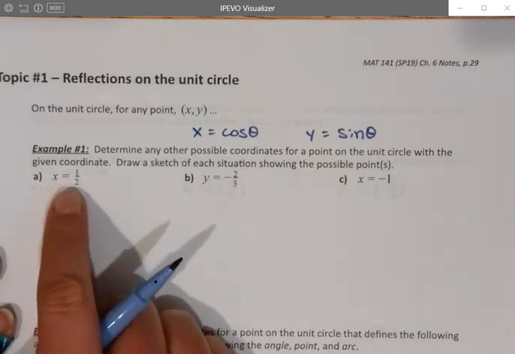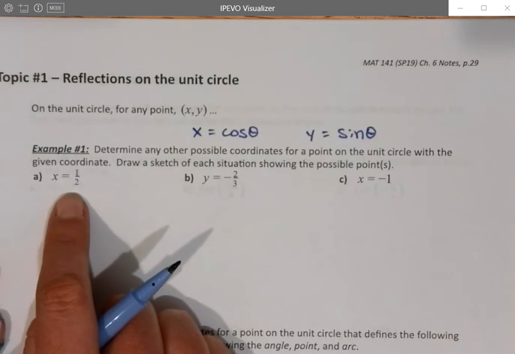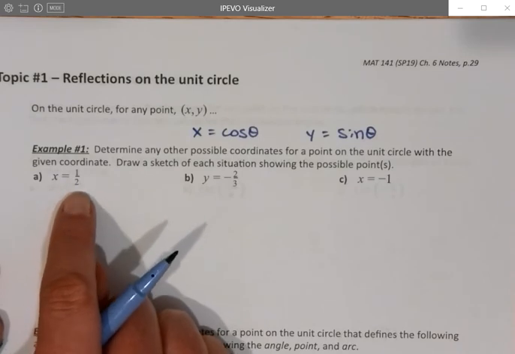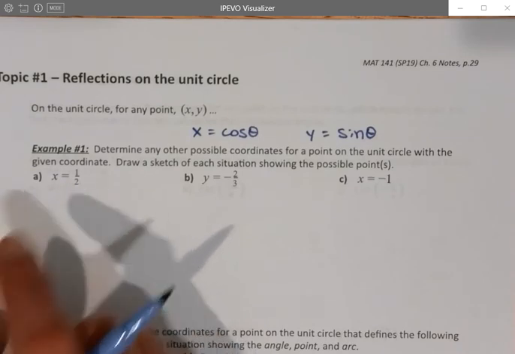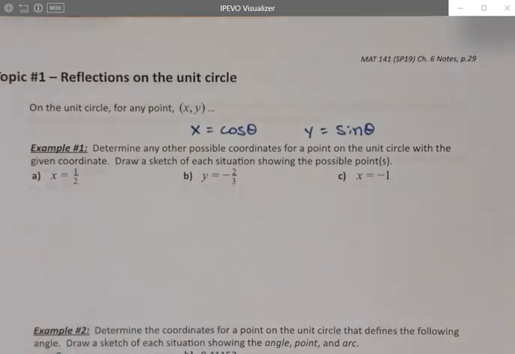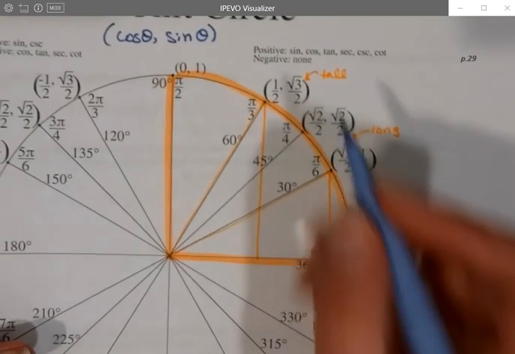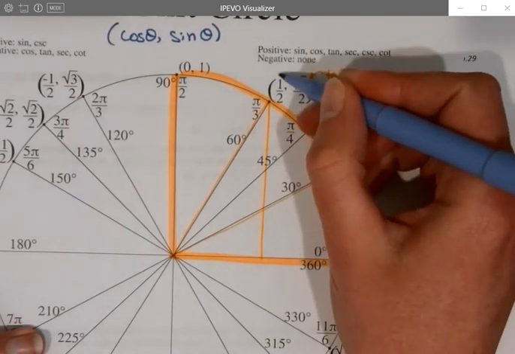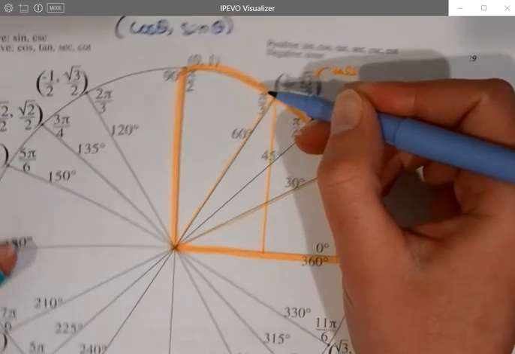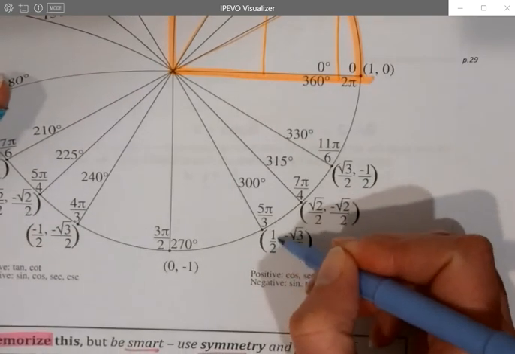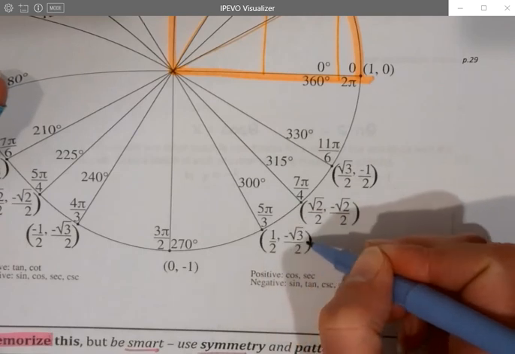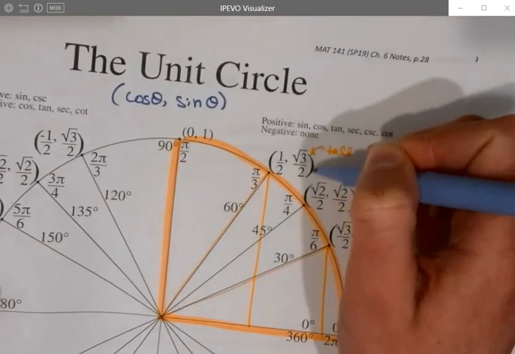All right, so if the x value is 1/2, what might be another pair for that? Okay, so what we are thinking about is that there are going to be two for these, right? So an x value of 1/2 is going to occur in quadrant 1, but x could also be 1/2 in quadrant 4. So it could be either square root of 3 over 2, positive or negative in the y-coordinate.